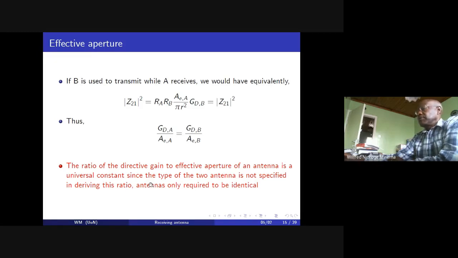Okay, we haven't defined what these ones are or what the antennas were, and they are used in deriving these ratios. The only thing we required there was that the antennas be identical. So this is a universal ratio and it will become very useful for you in analyzing antennas.